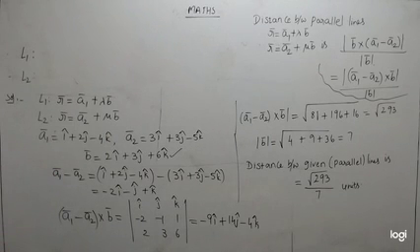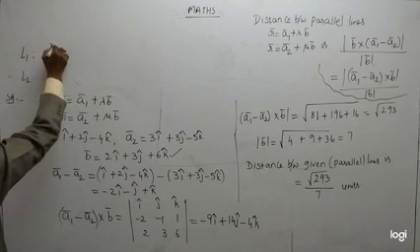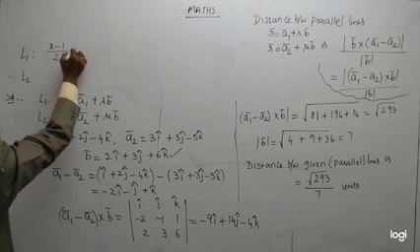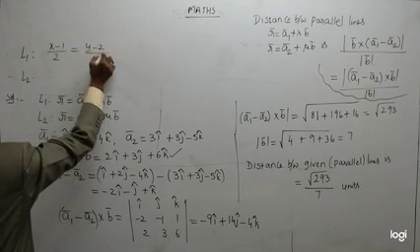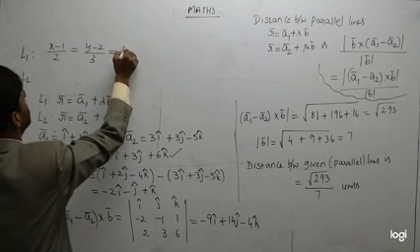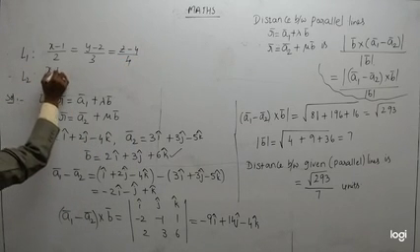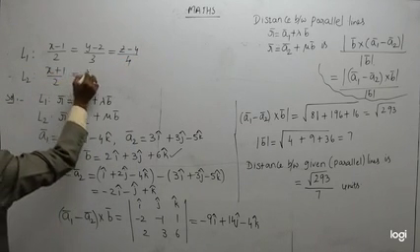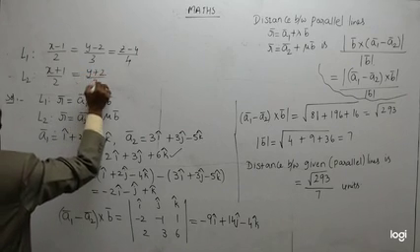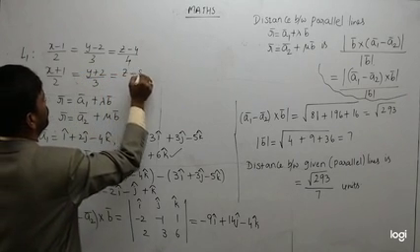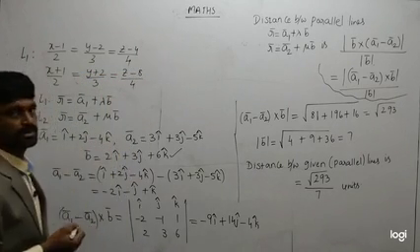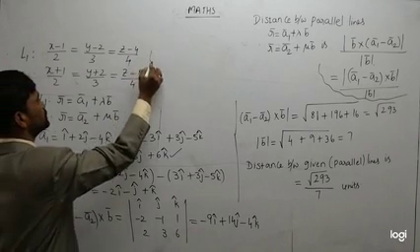Suppose the lines are given in Cartesian form: convert them into vector form and then use the formula. Suppose they ask to find the shortest distance between the lines (x minus 1)/2 = (y minus 2)/3 = (z minus 4)/4, and the second line is given as (x plus 1)/2 = (y plus 2)/3 = (z minus 8)/4. Find the shortest distance between these two lines.